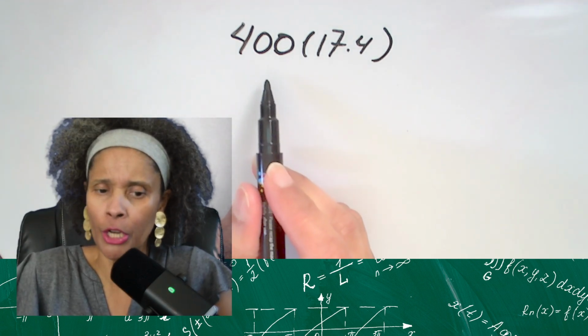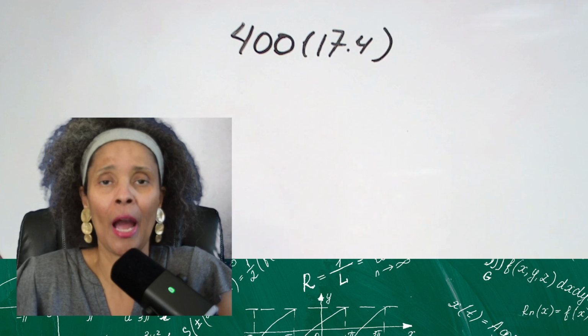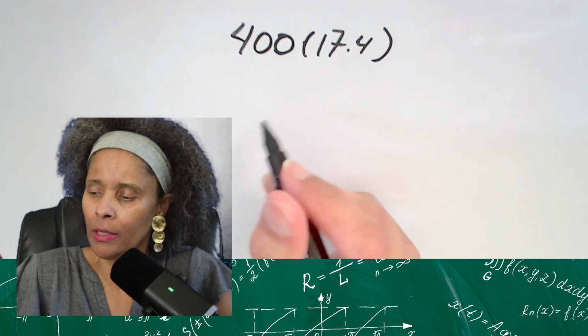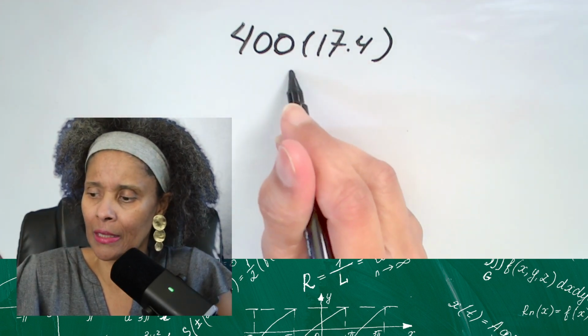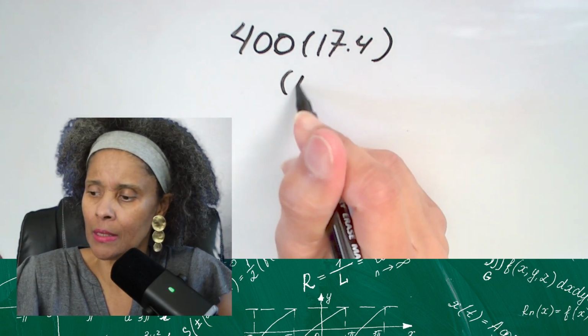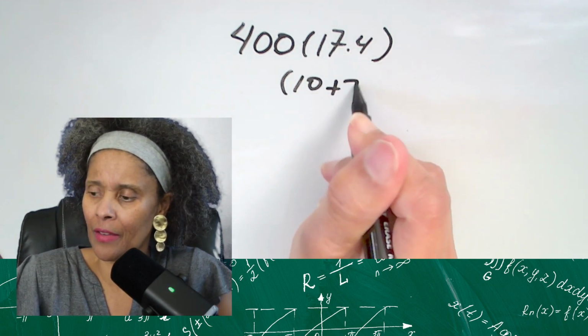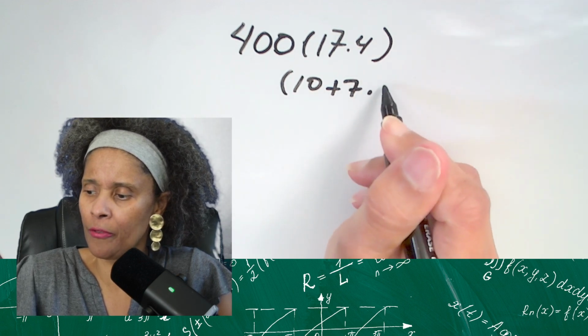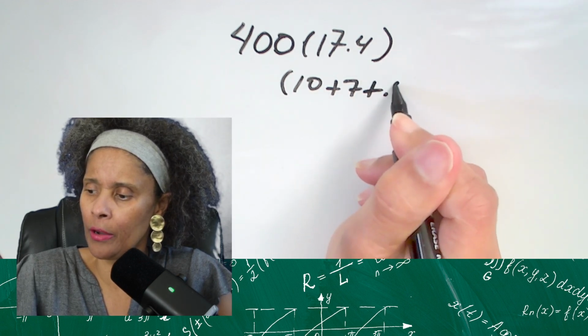So we have 400 times 17.4. How will we do that? How will we break that down? Well, if I look at 17.4, I know I can break it down like this. And you can even do this if you don't have a calculator. Sometimes it'll help you, right? So 17 is 10 plus 7. And then there's also a 0.4 here, so we have plus 0.4.